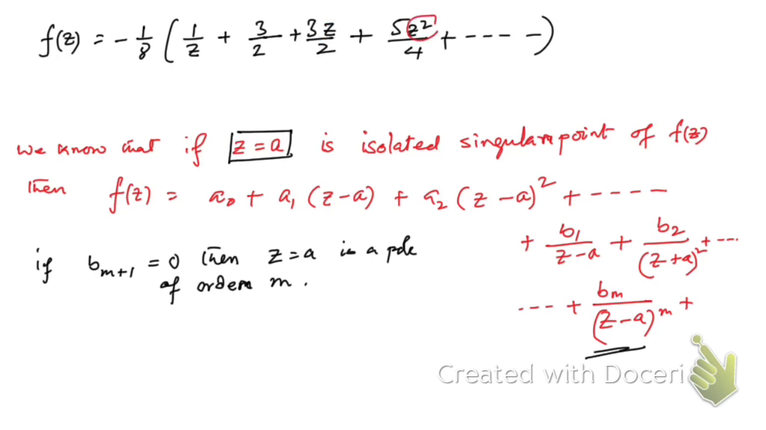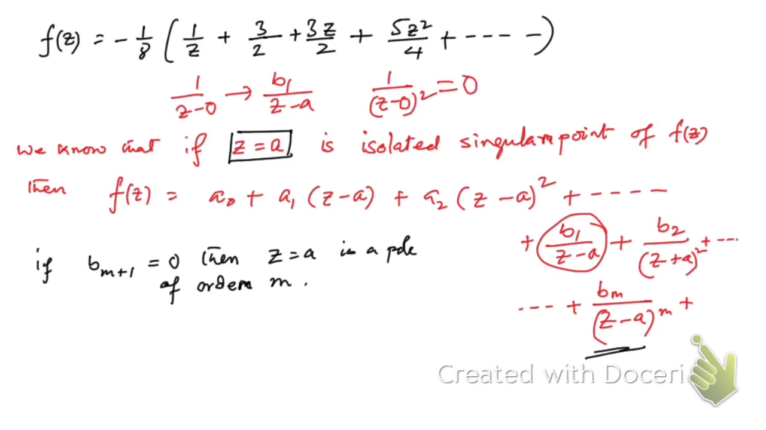Okay, and this term should be considered as z minus 0 whole square. That means we're going to compare with this z minus a whole square, and so on. And the term b1 by z minus a will be compared with this. Here 1 by z means 1 by z minus 0, so it can be compared with b1 by z minus a. And here 1 by z minus 0 whole square, this term is actually missing. That means here we have b2 is equal to 0.